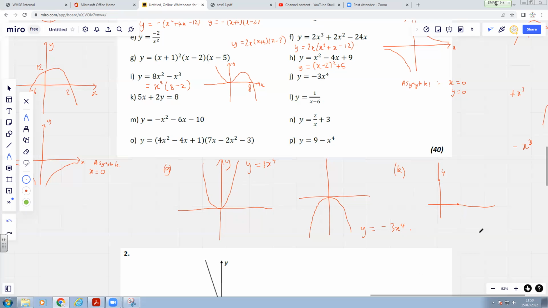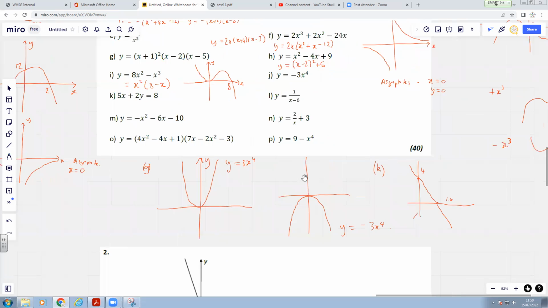Then you just draw a line through them. That's how I do the straight line ones. They're really not that bad. Okay, what have we got next? We've got y equals 1 over x minus 6. This will cause a few problems, I reckon.